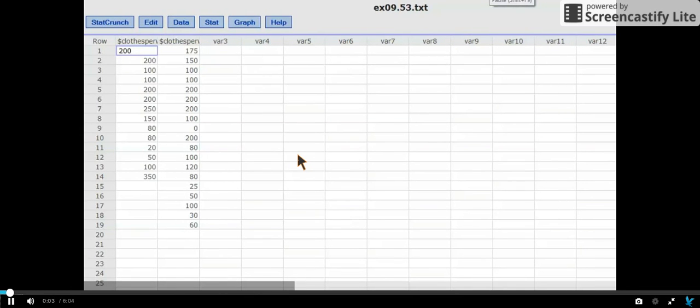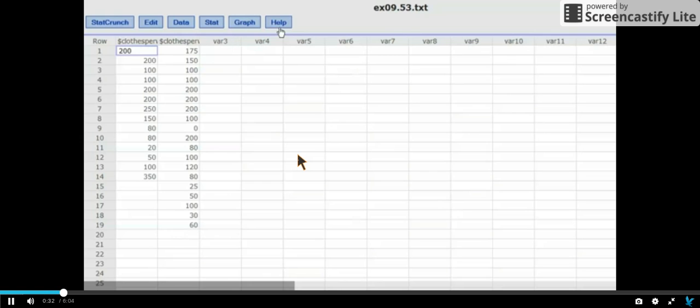This video will demonstrate the StatCrunch randomization applet for the difference in two means using new StatCrunch. The data is from problem 53 in chapter 9 in the text as shown here. It is the amount spent on clothes per week for a random sample of 14 women and 19 men.